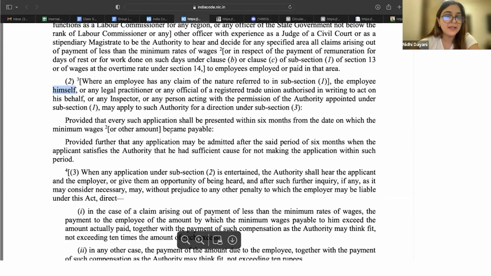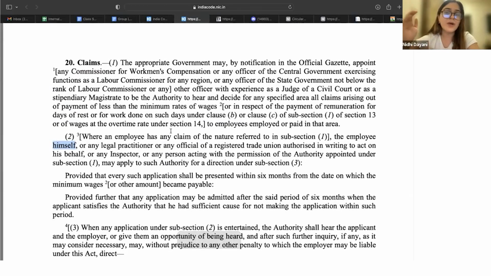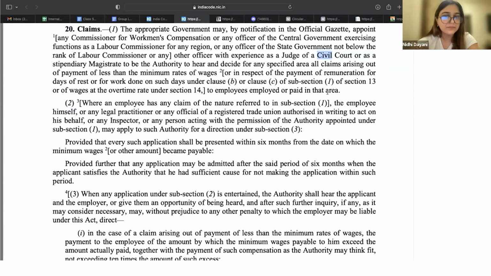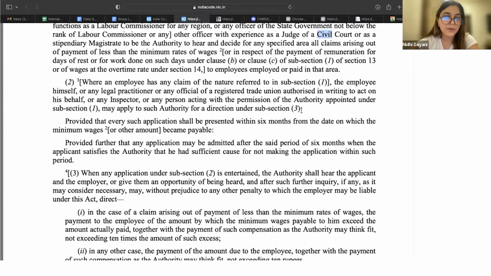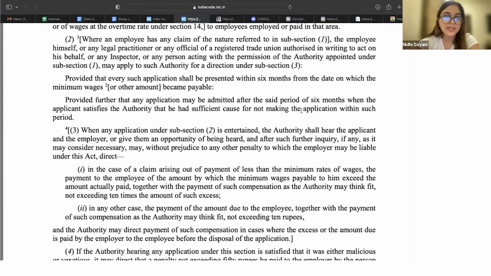The act says, has everyone followed, that if you are getting less money or you are not getting overtime, you can claim in section 20. This claim will go before the commissioner, labor commissioner, and any other authority which is a judge of a civil court. Okay, then it could be done by yourself, by a legal practitioner, or by the inspector themselves. You have to do this within a period of 6 months.